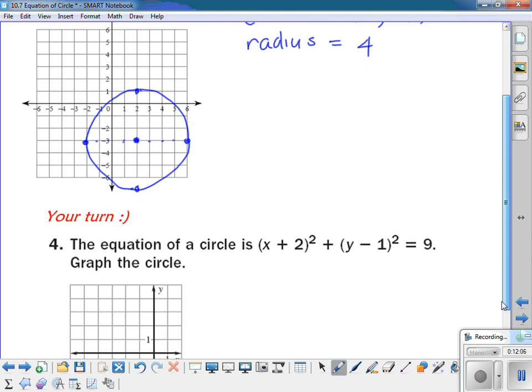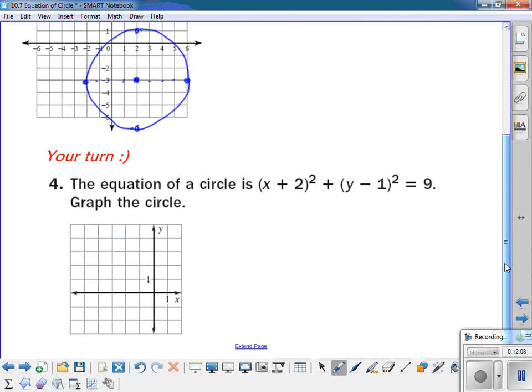Alrighty, your turn to graph a circle. So the equation for you guys is x plus 2, the quantity squared, plus y minus 1, the quantity squared, equals 9. So first, figure out what your center is, figure out what your radius is, and then graph it.